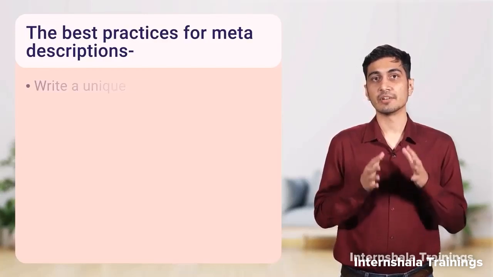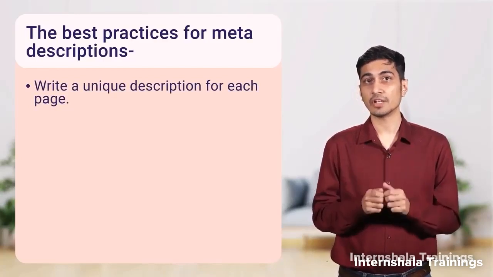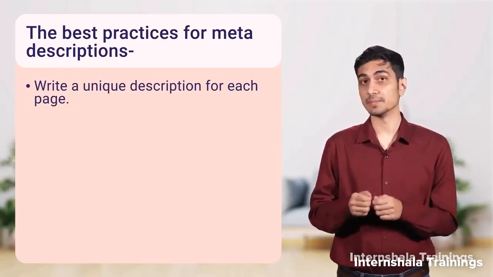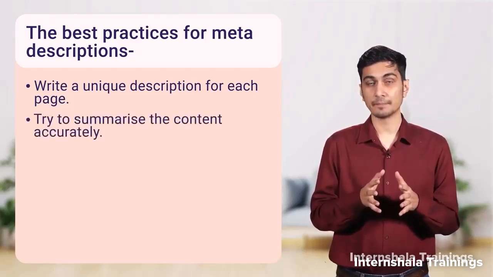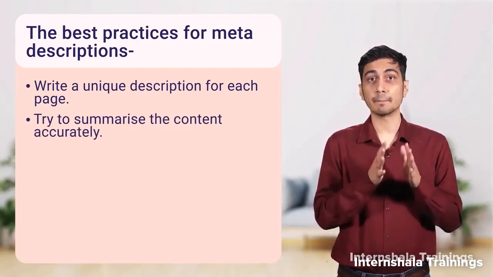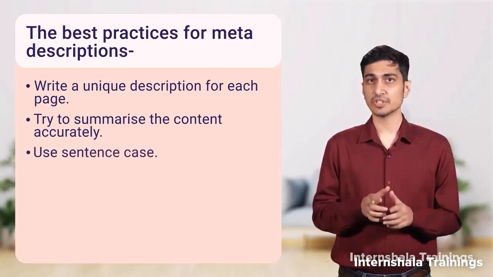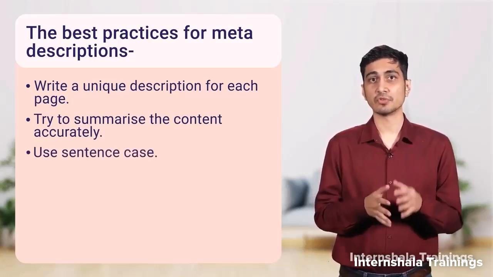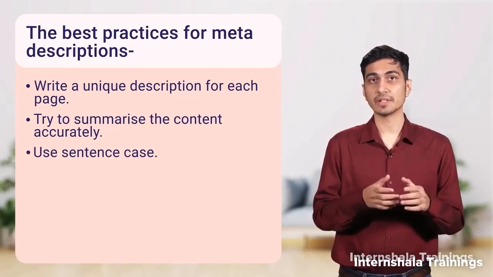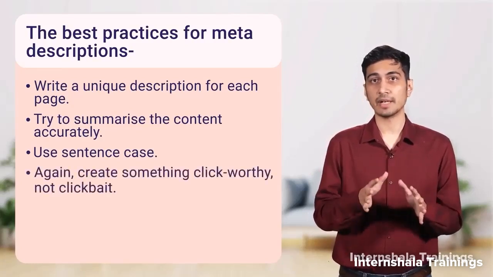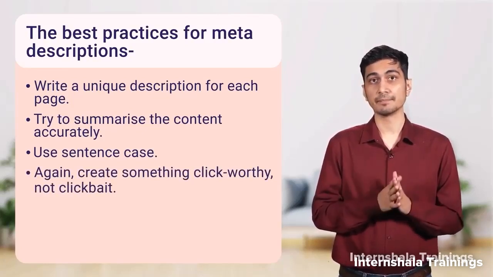The first one is write a unique description for each page. Each page should have unique content to differentiate it from other pages on the website. The next one is try to summarize the content accurately. The description should be accurate to what that particular page is all about. Use sentence case. Using sentence case makes it easier for searchers to read and understand the content of the meta description. The next point is create something click-worthy, not clickbait. Similar to the title, meta description should be appropriate, not misleading.